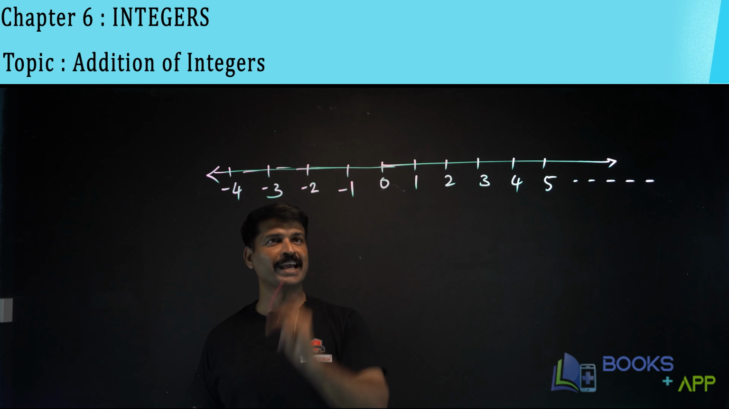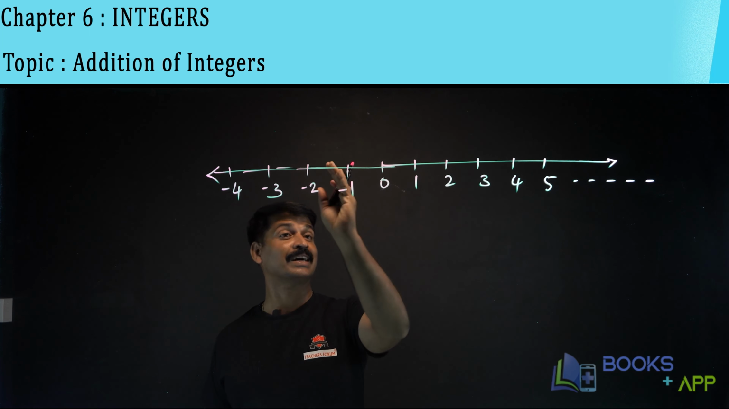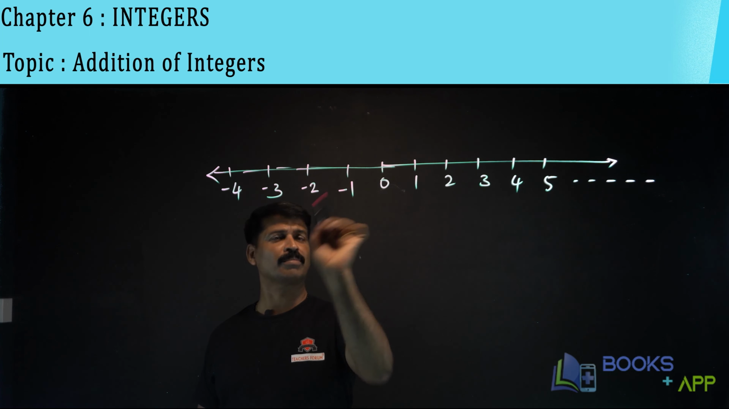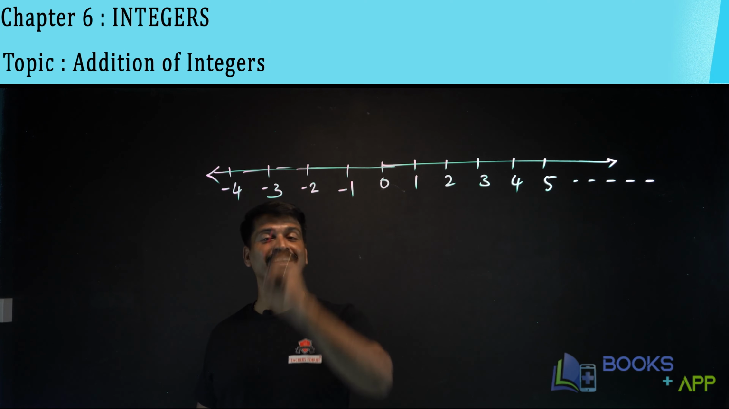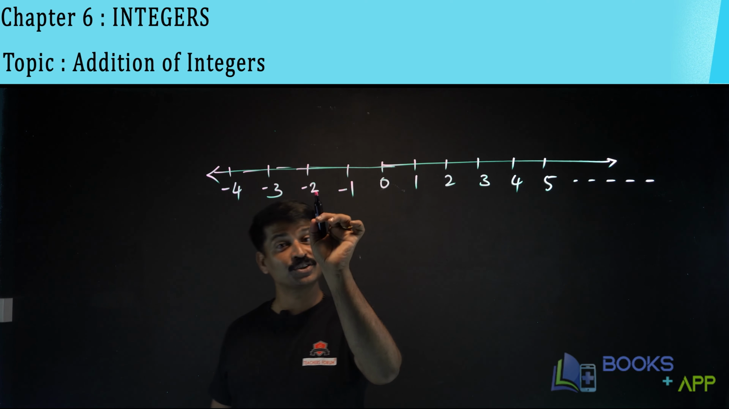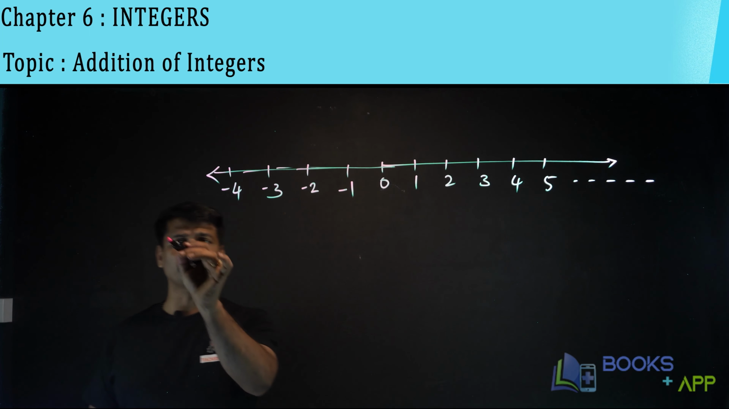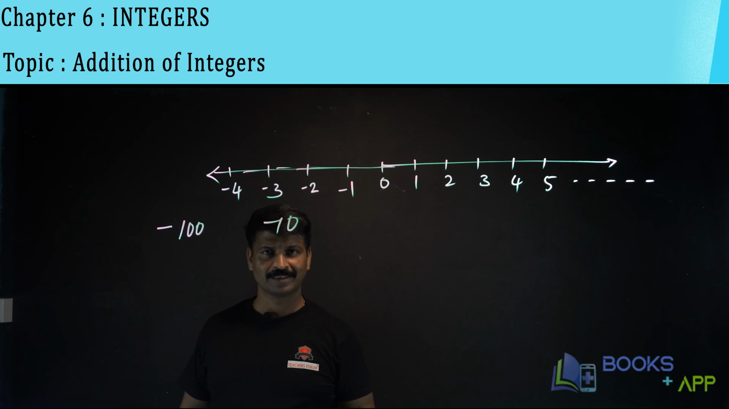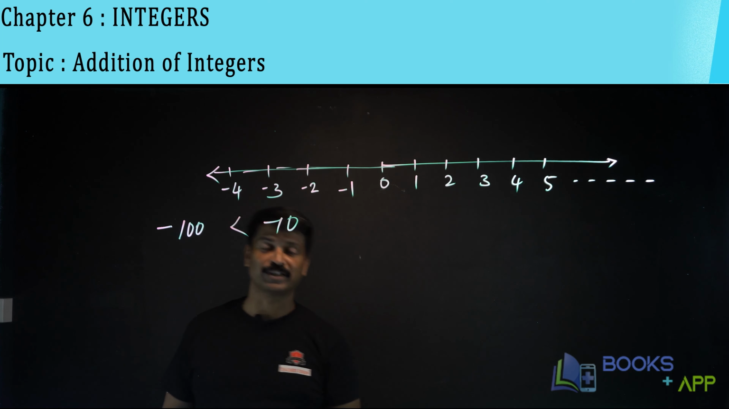Now, can you tell me which is greater, minus 1 or 0? Yes, 0 is greater, because 0 is on the right side of minus 1. Which is greater, minus 3 or minus 1? Minus 1 is greater. Minus 4 or minus 2? Minus 2 is greater because that is on the right side. If you go on like this, which is greater, minus 100 or minus 10? Minus 10 is greater because minus 10 is on the right side of minus 100.